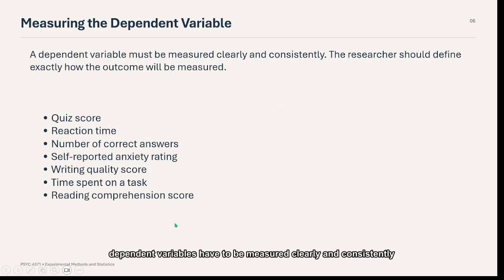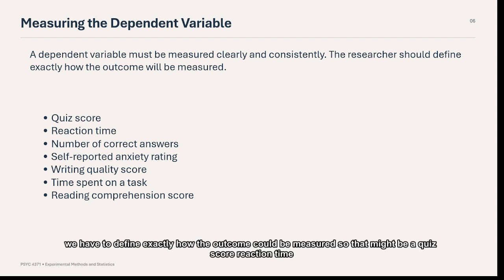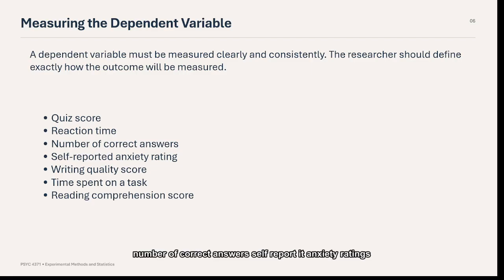Dependent variables have to be measured clearly and consistently. We have to define exactly how the outcome will be measured. So that might be a quiz score, reaction time, number of correct answers, self-reported anxiety ratings, writing quality score, time spent on a task, or a score on a reading comprehension test.